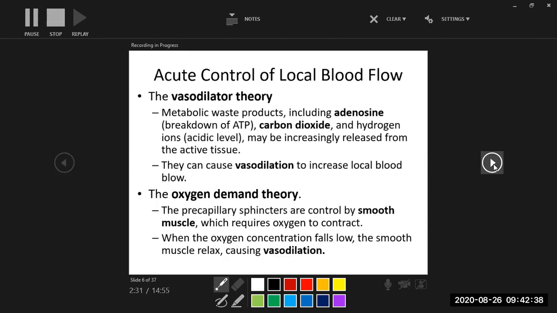So when oxygen is used by the tissue, smooth muscle in the vessel will also require oxygen to provide the contraction, right? Muscle contraction needs ATP, as we learned before in the skeletal muscle portion, that the myosin actin binding, causing this muscle contraction, requires ATP. And the ATP synthesis requires oxygen.